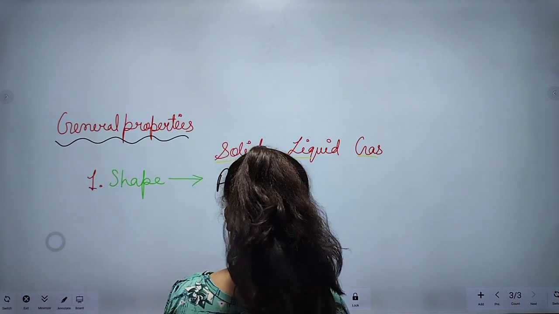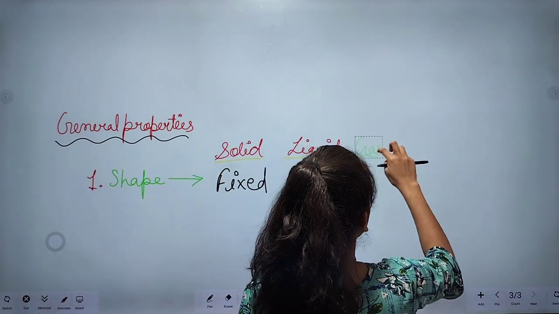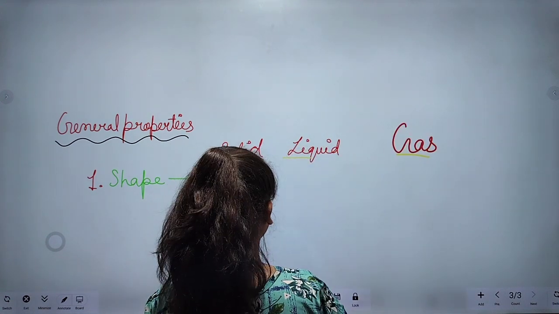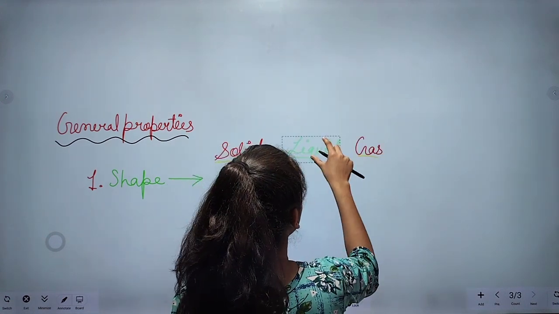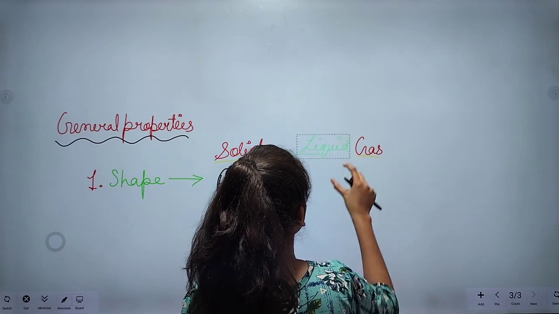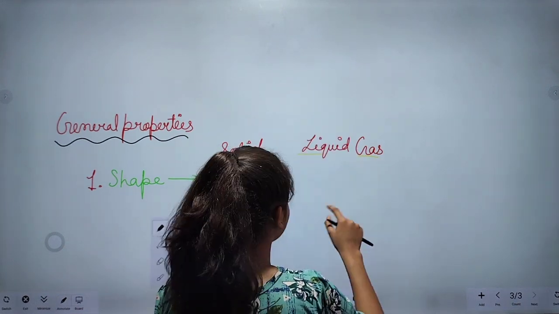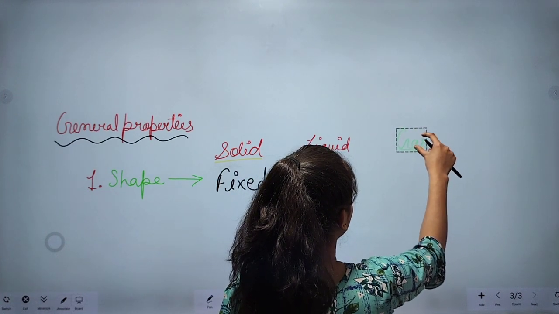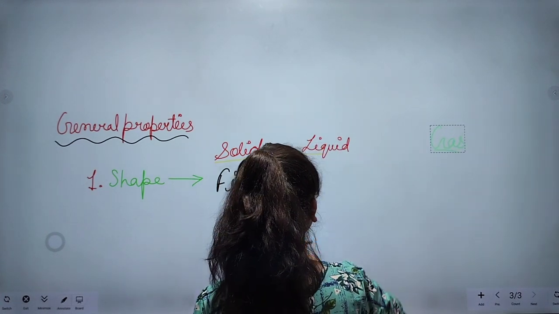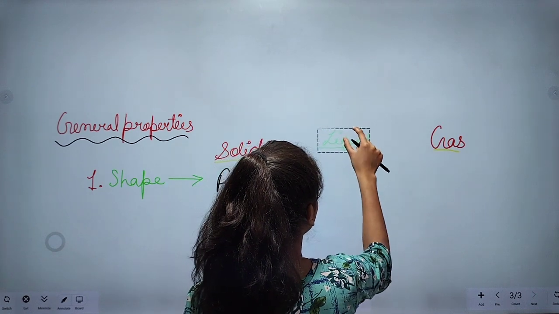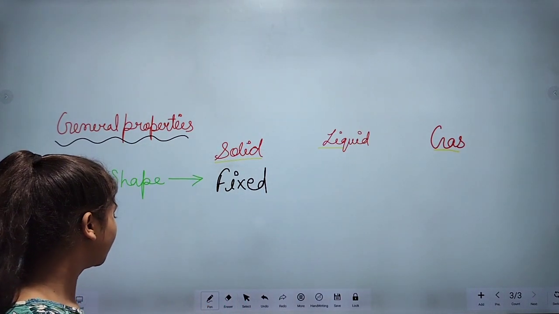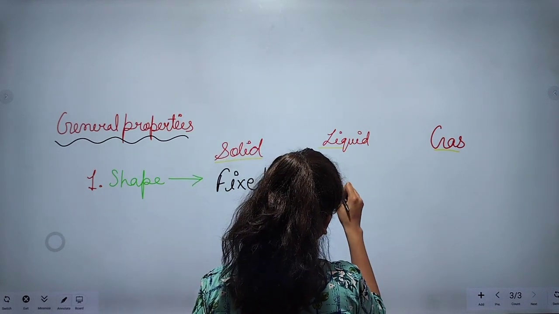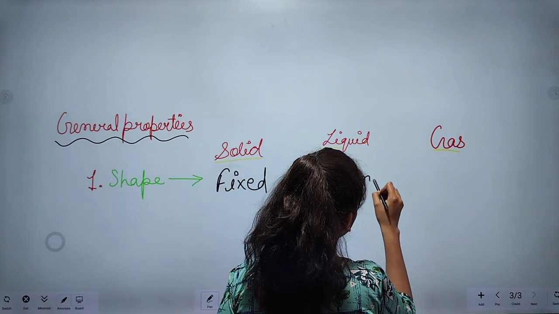But when we talk about liquid, if we put liquid into a glass, it takes the shape of glass, and if we put the liquid into a bowl, it takes the shape of bowl. It means its shape is not fixed. So here we can write indefinite.